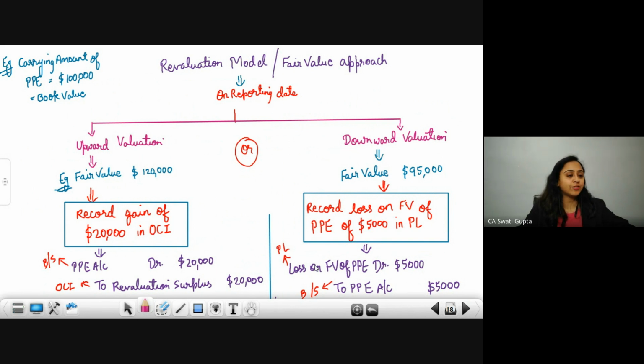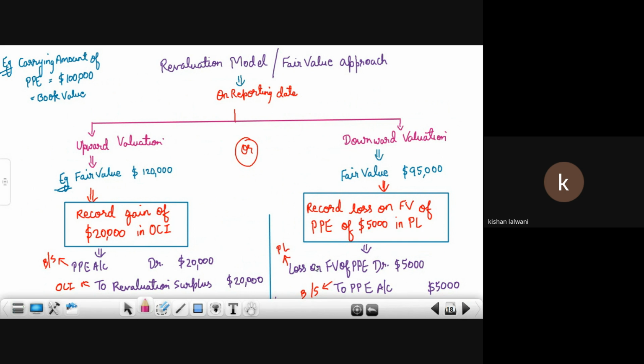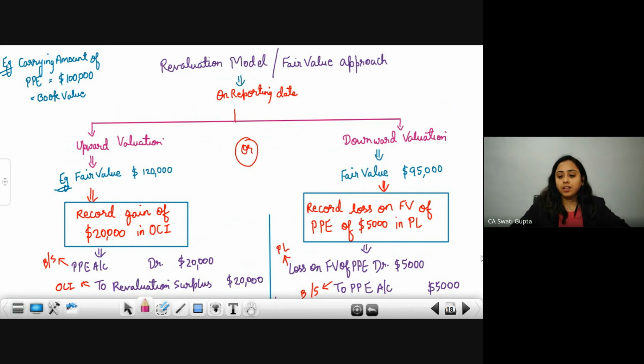Please raise hand in case of doubt. Please unmute in case of doubt. Any item, any amount, what is carrying amount, book value, what is revaluation model, what is fair value model, what is reporting date, what is upward valuation, what is downward valuation, why journal entry, why OCI, why PL. There can be any question. Please do ask. Swati, one question. What will be the fair value and the normal value? All good? No question?